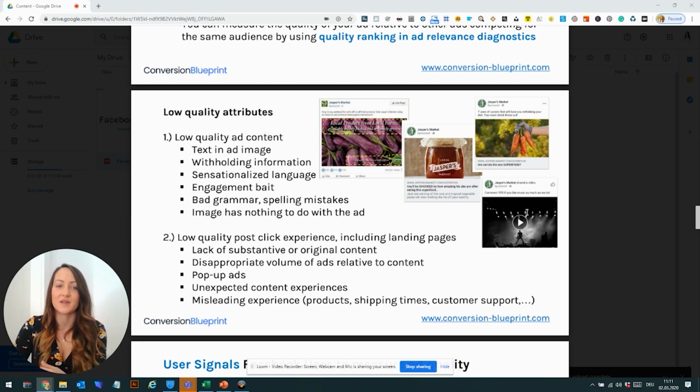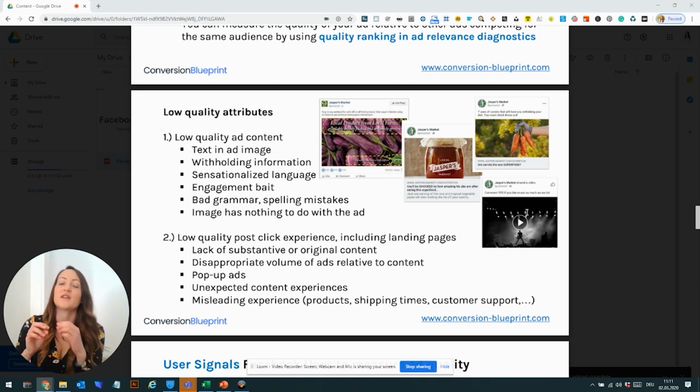Another thing is if you use bad grammar or spelling mistakes, Facebook will punish you by saying this is low quality, so you have to pay more. This could actually even lead to your ad not being approved at all. And also if your image has literally nothing to do with the ad, that's also something that has come up.